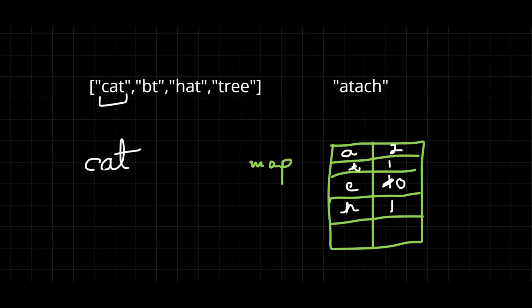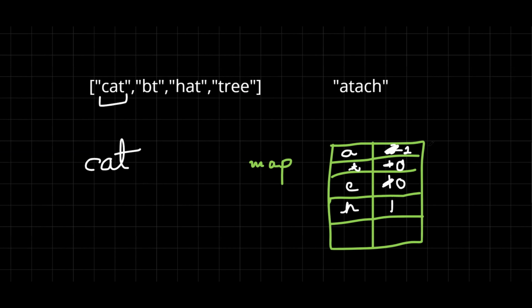Now the frequency of A is 1 in the string cat, but the frequency of A is 2 in the map. So we will decrease it by 1. So the frequency of A will become 1. Now again, the frequency of T is 1 in cat, and the frequency of T is also 1 in the map. So we will decrease it by 1. So now the frequency of T will become 0.